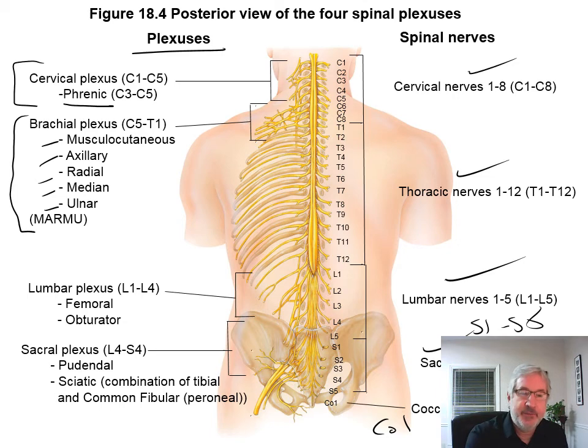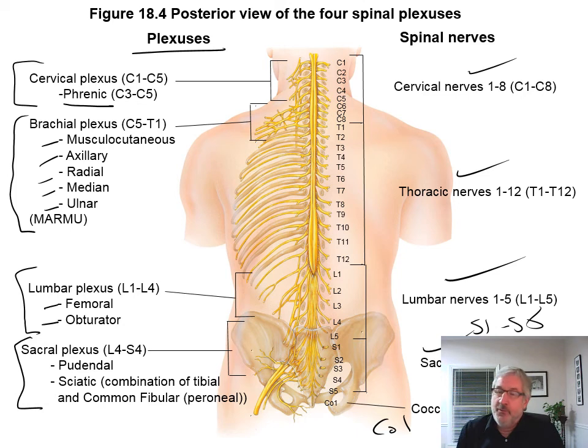The lumbar plexus comes out of the spinal nerves L1 through L4, and you have the femoral nerve and the obturator nerve. Then the sacral plexus comes from the lumbar spinal nerves L4, L5, and then sacral nerves 1, 2, 3, and 4. And the nerves that come out of that are the pudendal and the sciatic. And the sciatic is a combination of the tibial and the common fibular nerves. So the tibial nerve and the common fibular nerve. The common fibular is also called the peroneal nerve. Okay, next slide.